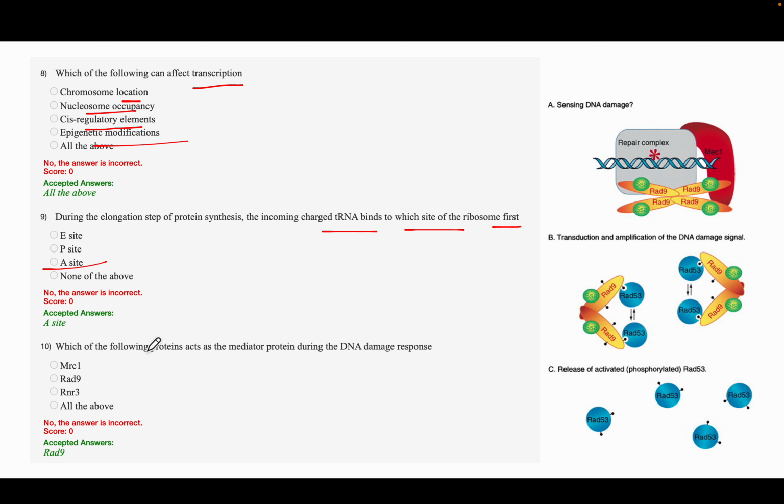Now the question is: which of the following proteins acts as a mediator protein during DNA damage response? MRC1, RAD9, RNR3, or all of the above. We know that RAD9 is essential to sense DNA damage and acts as a mediator protein during the DNA damage response, so RAD9 will be the answer. Here you can see that when any DNA damage happens, it senses it, then transduces and amplifies the DNA damage signal, and eventually it activates or phosphorylates RAD53.